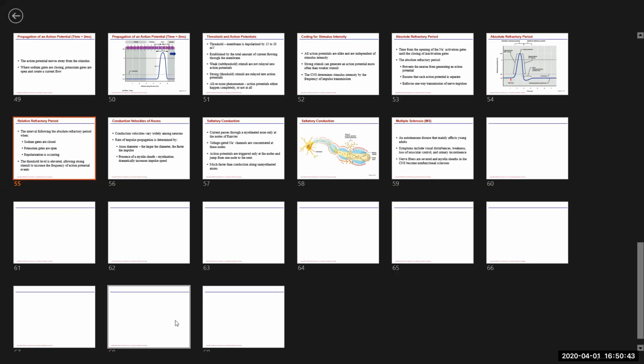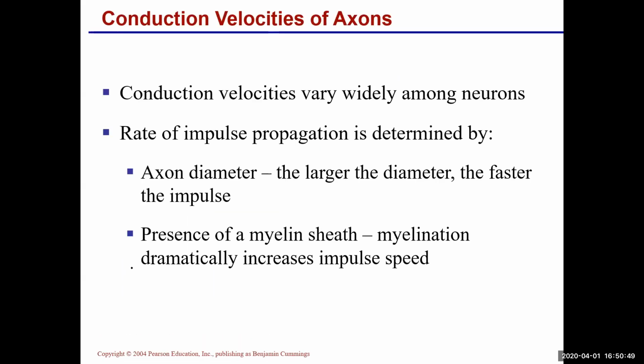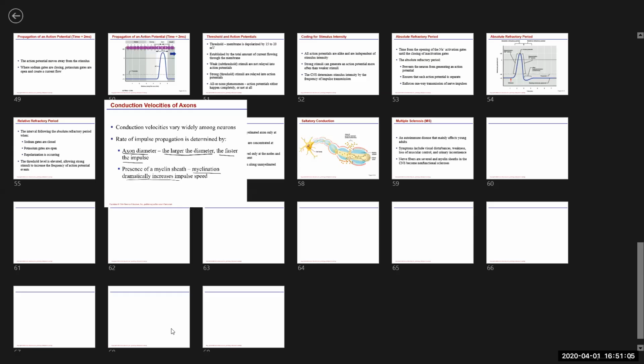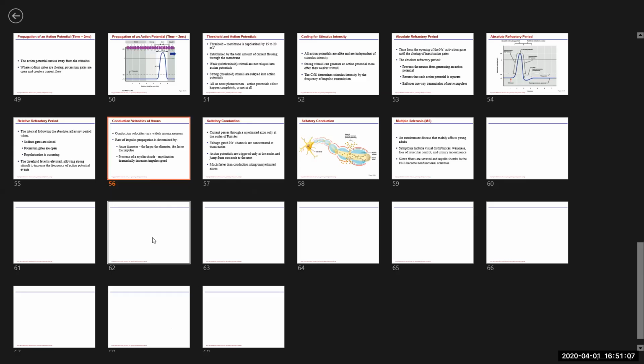Moving right along, interestingly enough, the diameter of the axon is important as well. In other words, the larger the diameter of the axon, the faster the impulses. Also, if they are heavily myelinated, then the impulses are going to be faster as well. So for that, we can take a look at an illustration to show this.